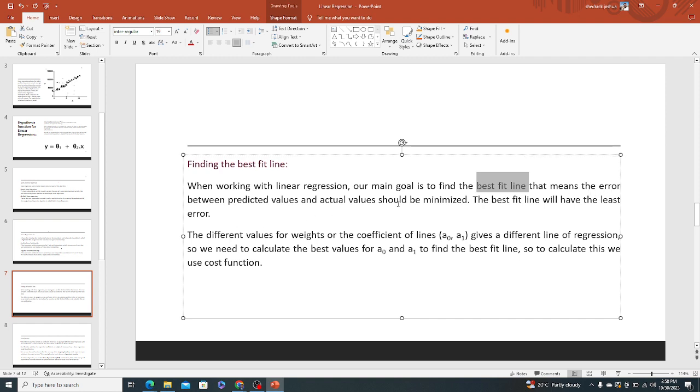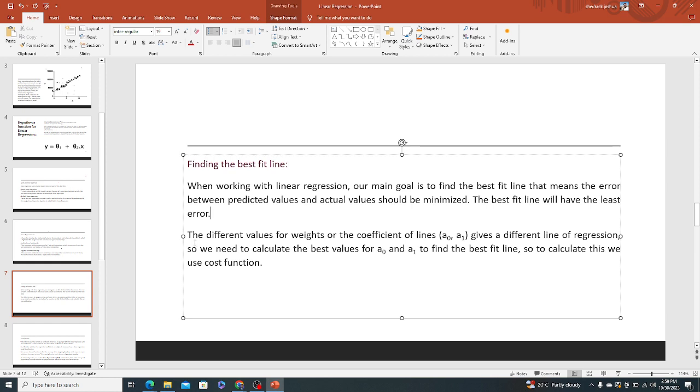We should have a very minimized error term, a small value of the error between the actual values and the predicted values. So the best fit line will have the least error, the smallest error, an error which is close to zero.